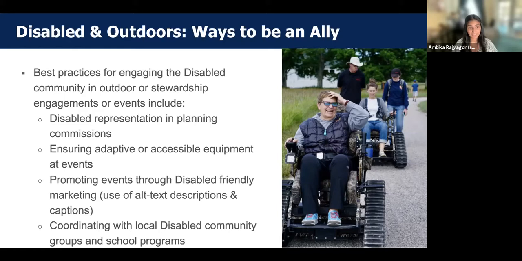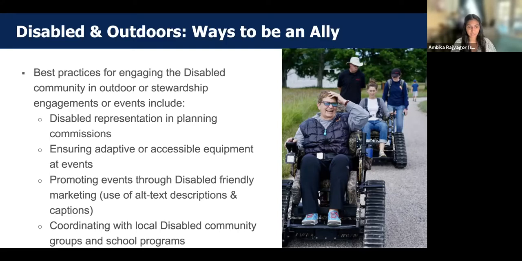Some of the best practices for engaging the disabled community in outdoor stewardship include having disabled representation on planning commissions. It's really important to have someone who lives with a disability, or even multiple people whose disabilities are all different. There's cognitive, physical, and every disability looks different. Having that representation on a planning commission can not only provide inclusivity for the community when it comes to future growth, like having a seat at the table, but also ensure that the experience is truly inclusive for the members who are going to attend these events.